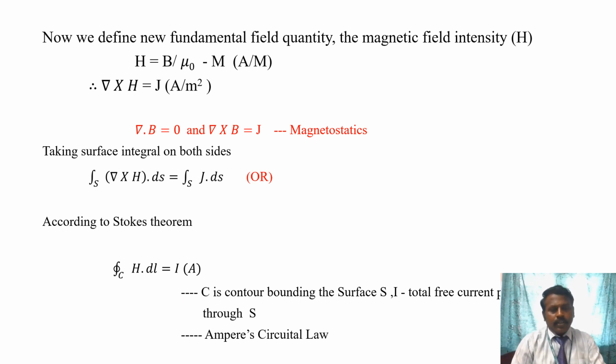the final equation is called Stokes theorem. So the closed line integral of H dot dl is equal to I. That is, the closed line integral of the magnetic field intensity is equal to the total current enclosed by the given surface. That is called Stokes theorem.